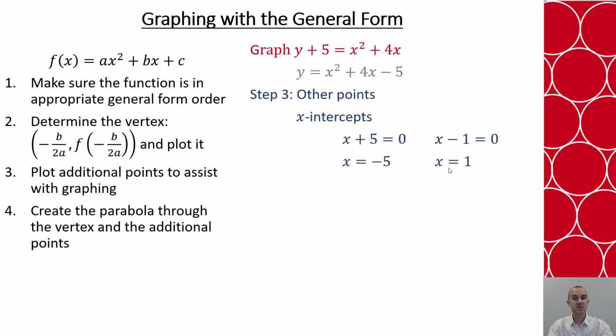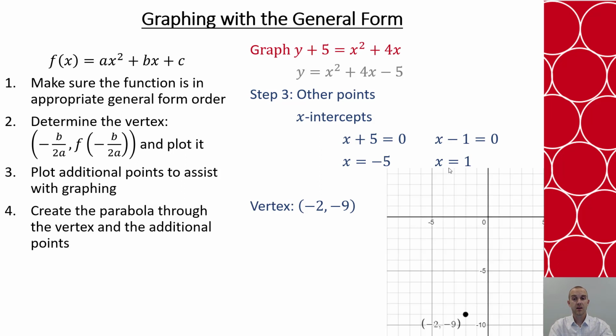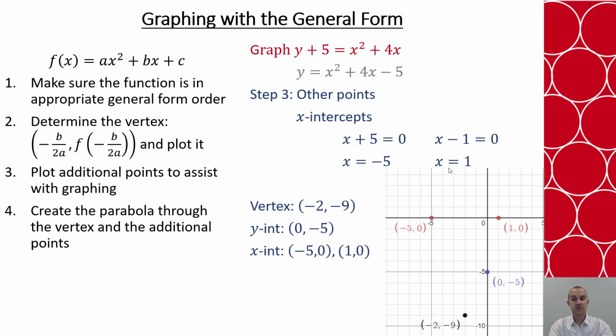So I've got all these points, a vertex at negative 2, negative 9. I've got my y-intercept at 0, negative 5. And I've got my x-intercepts at negative 5 and positive 1. And now I can draw my parabola through those points. And there I have the parabola for the function y equals x squared plus 4x minus 5.